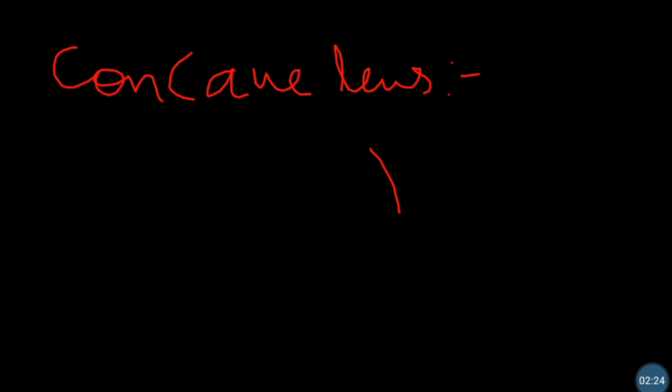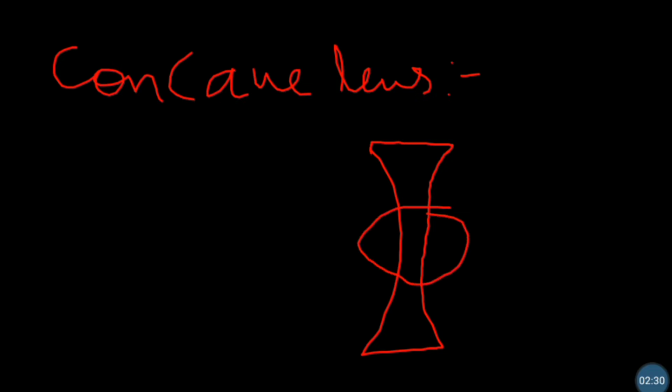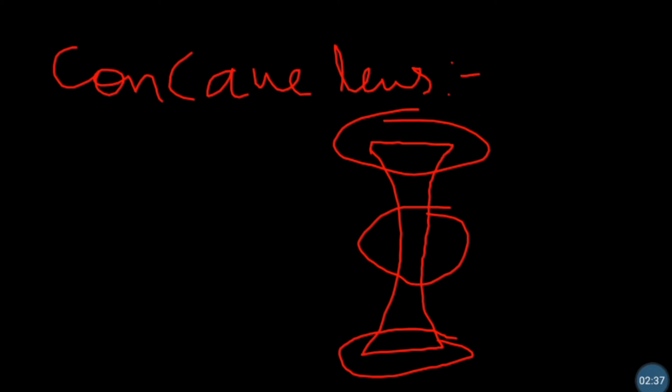And a concave lens is a lens which is thinner at the center while thicker at the edges. A lens which is thicker at the edges is known as a concave lens.